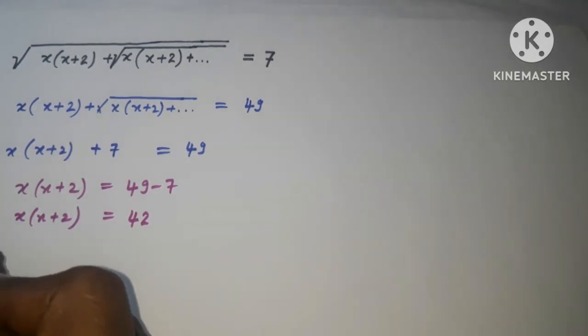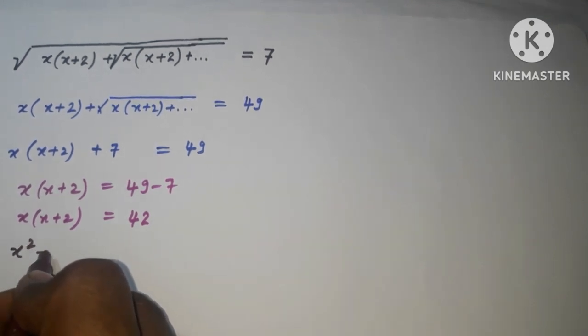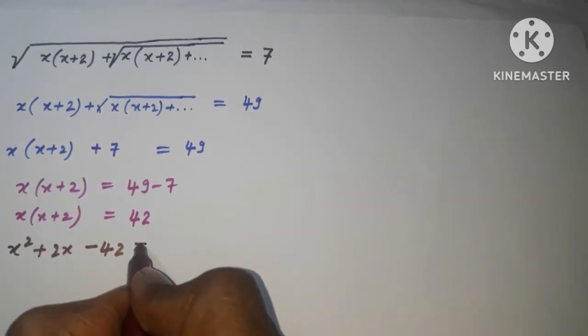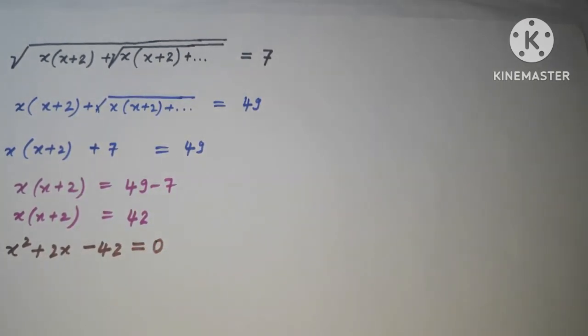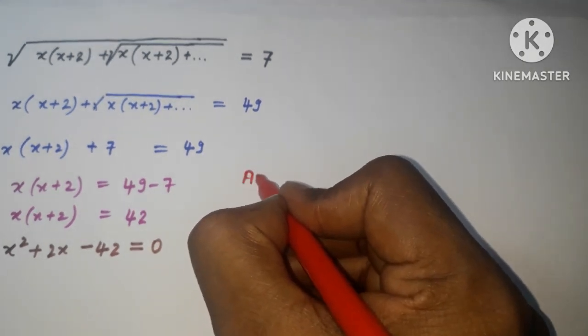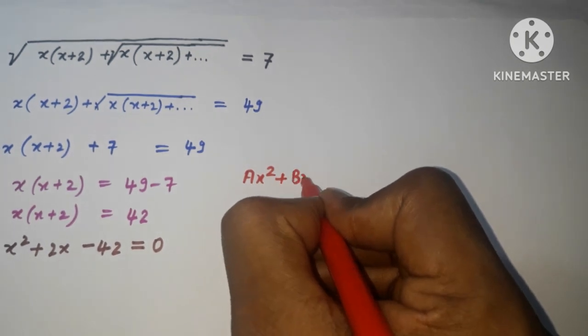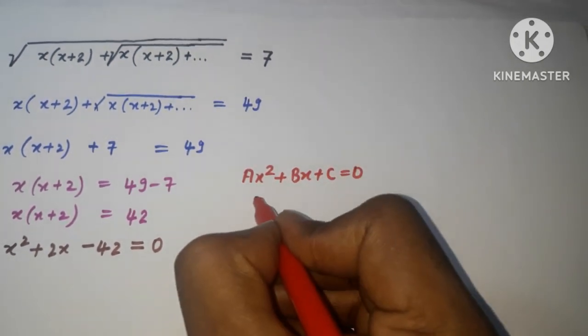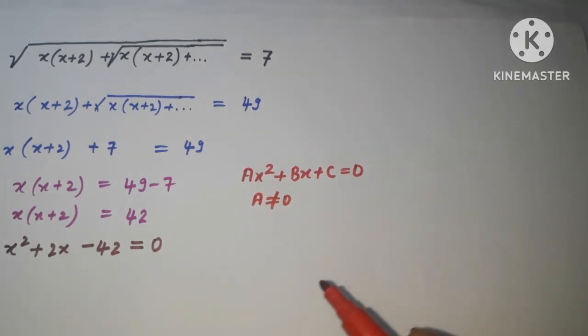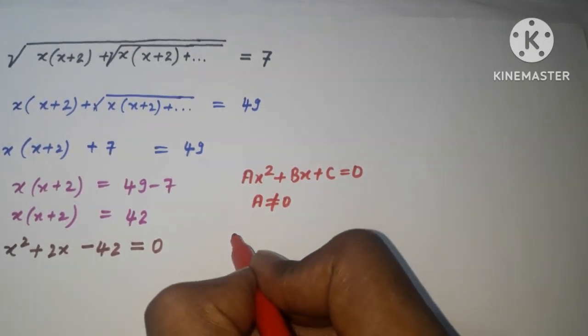So we are having a quadratic equation, that is x square plus 2x, and this 42 will be on the left side, so we'll change its sign. So x square plus 2x minus 42 is equal to 0, and we are going to compare with our standard quadratic equation. Suppose ax square plus bx plus c equal to 0, where a should not be equal to 0, and a, b, c are all real numbers.